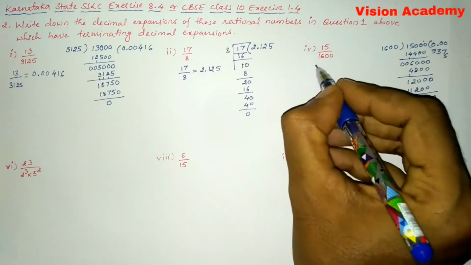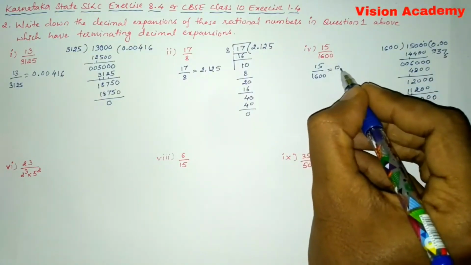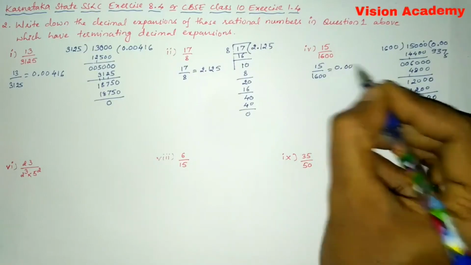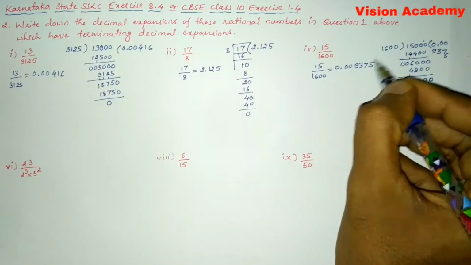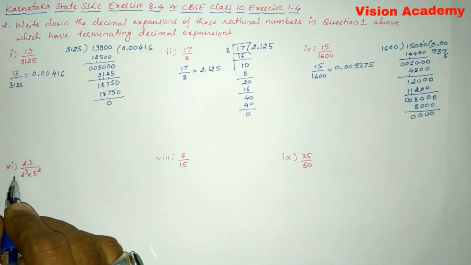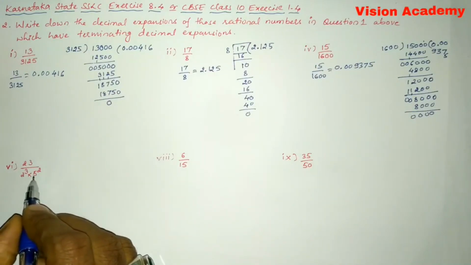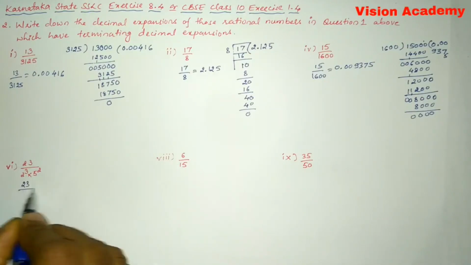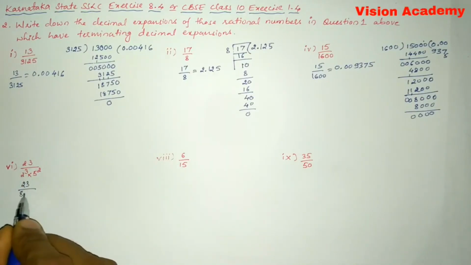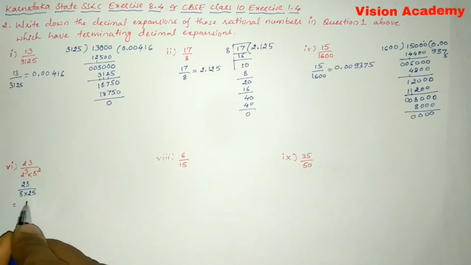Now we'll get 15 divided by 1600 is equal to 0.009375. Now let us move on to Roman number 6, that is 23 divided by 2 to the power 3 into 5 to the power 2. Here this one can be written as 23 divided by 2 to the power 3 is 8 into 5 5s are 25, that is 5 to the power 2 is 25. Let us simplify this one.